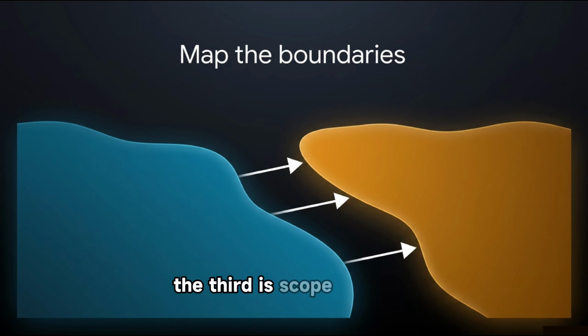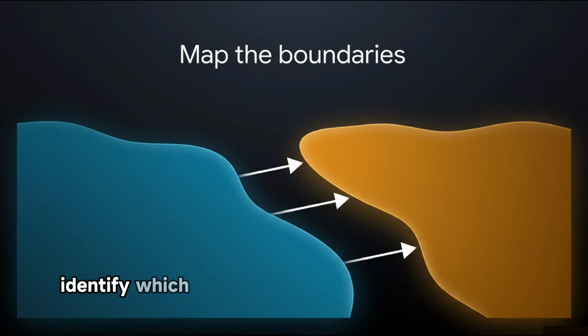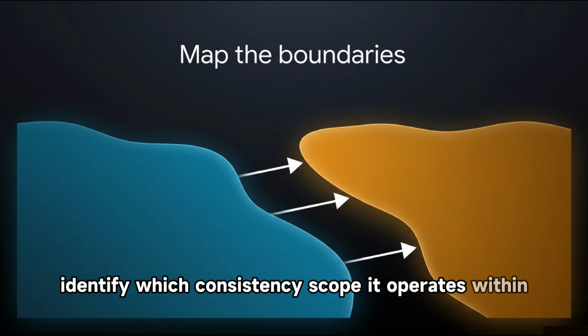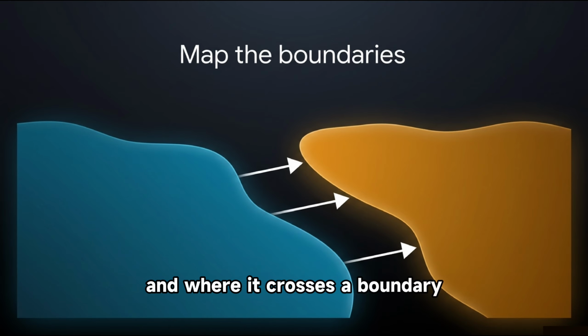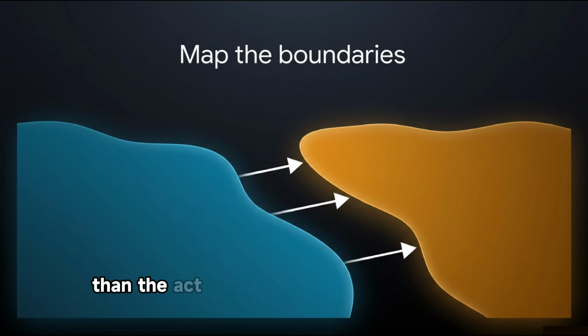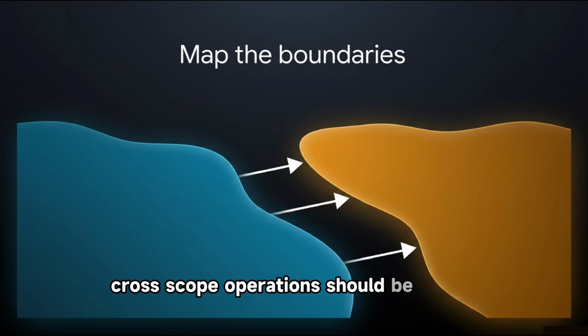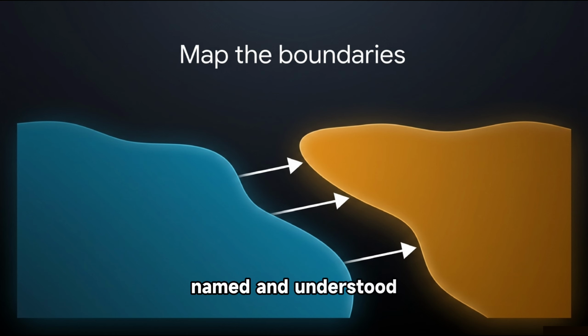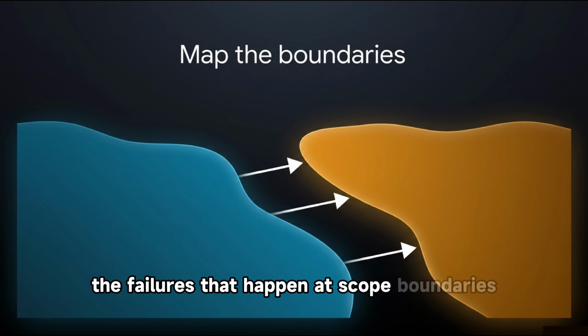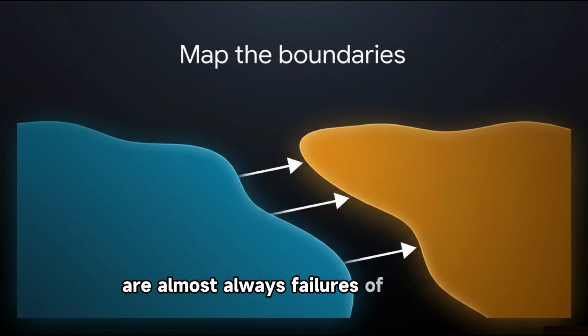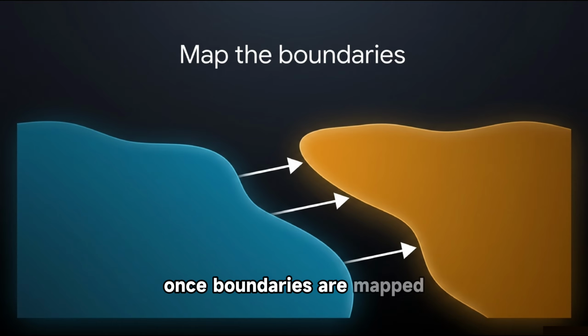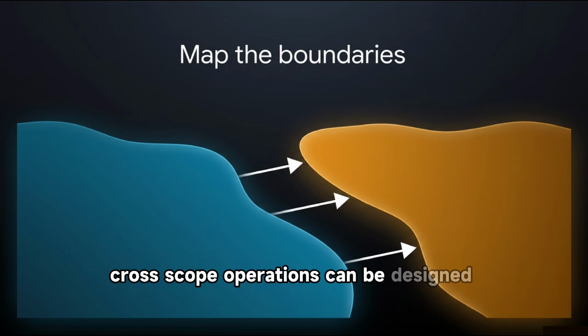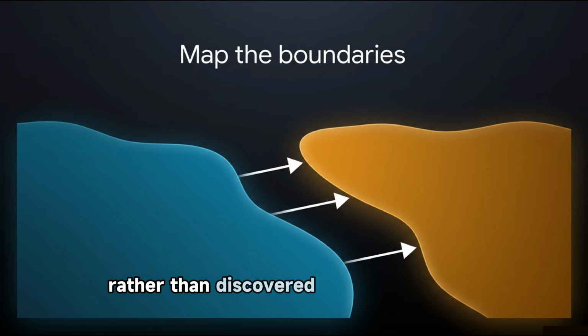The third is scope mapping. For every critical operation in your system, identify which consistency scope it operates within and where it crosses a boundary. The format is less important than the act of making the boundary explicit. Cross-scope operations should be visible, named, and understood. The failures that happen at scope boundaries are almost always failures of visibility. Nobody knew the boundary was there. Once boundaries are mapped, cross-scope operations can be designed deliberately, rather than discovered through incidents.